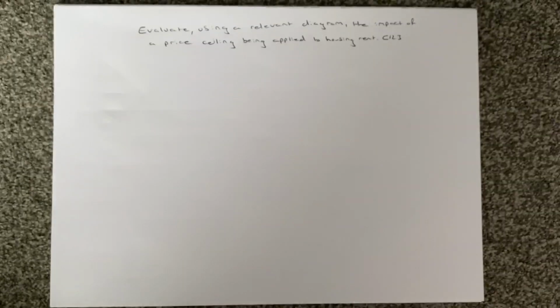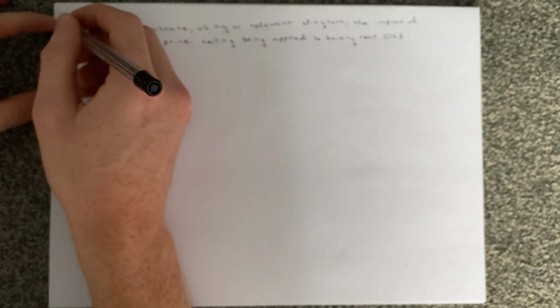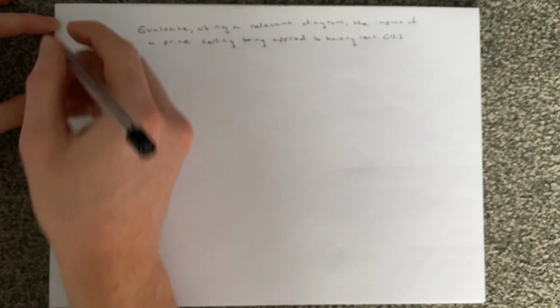Hello, so we're going to have a look at the exam question focusing around a maximum price. The exam question is: evaluate using a relevant diagram the impact of a price ceiling being applied to housing rent. And the question is a 12-mark answer. So just to go through the marks associated with a 12-mark question.